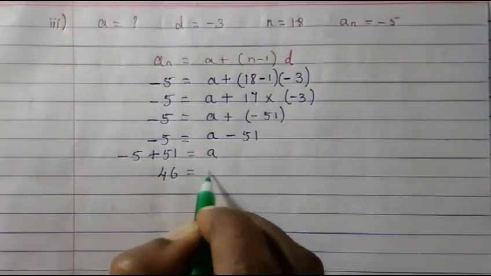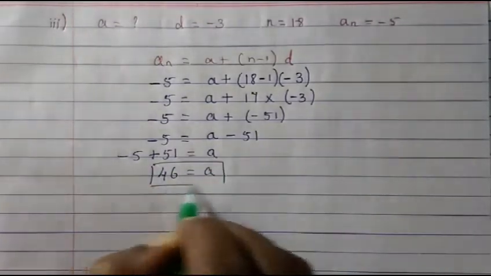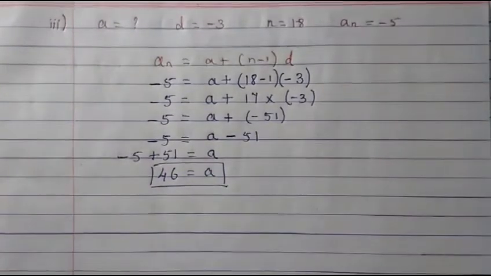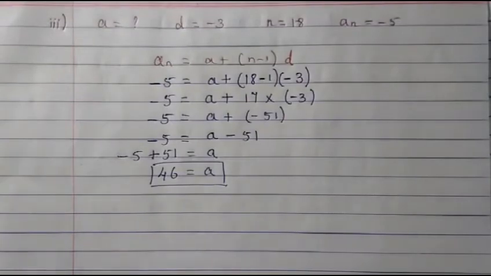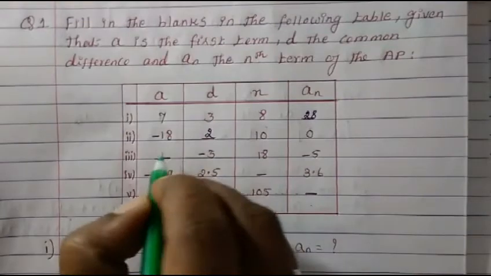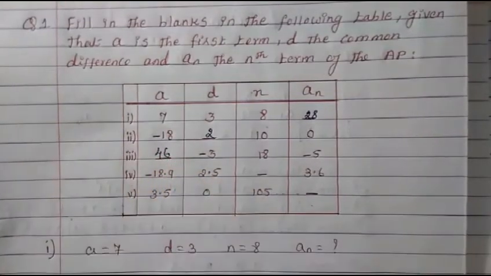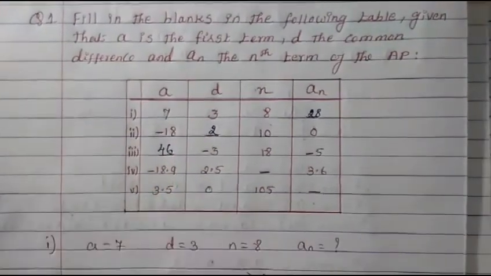So 46. So a value is 46. So you can pull it up. A value is 46. So a value here, it is 46. So now let's do the fourth sum.